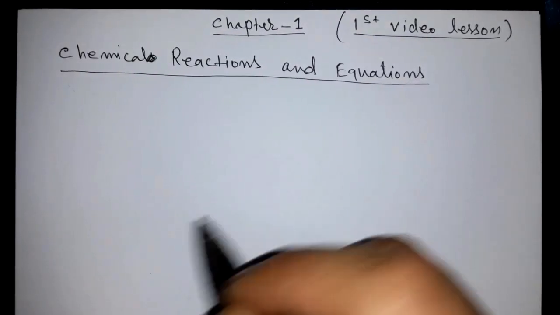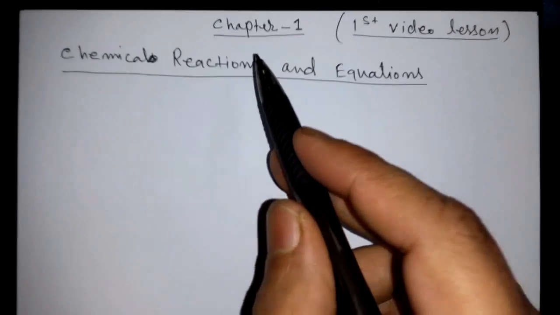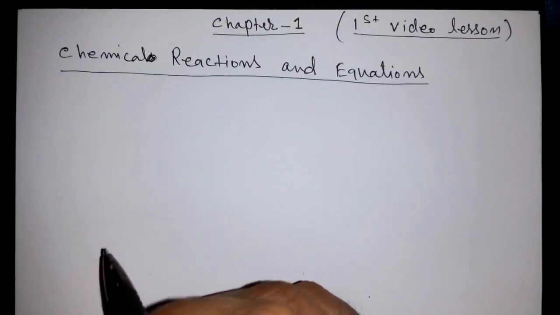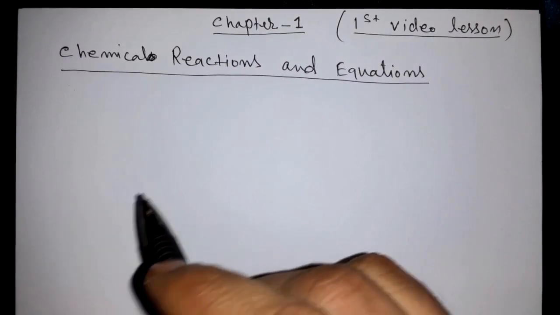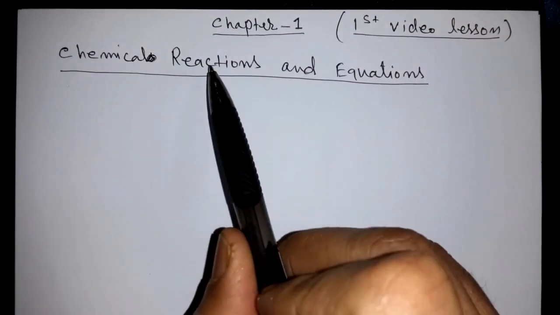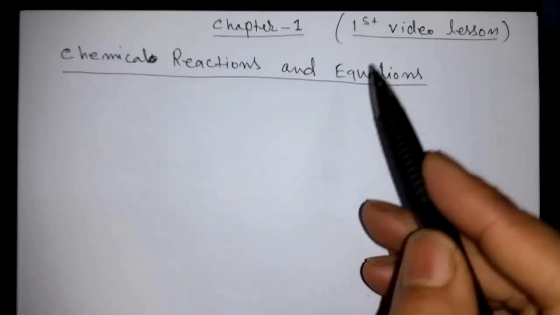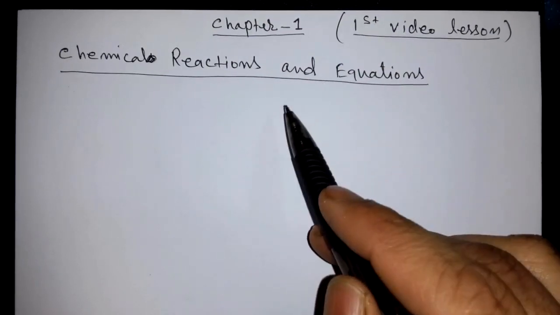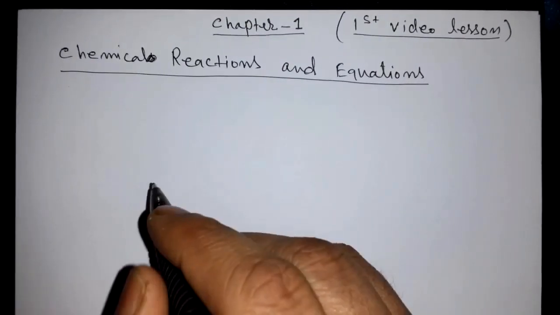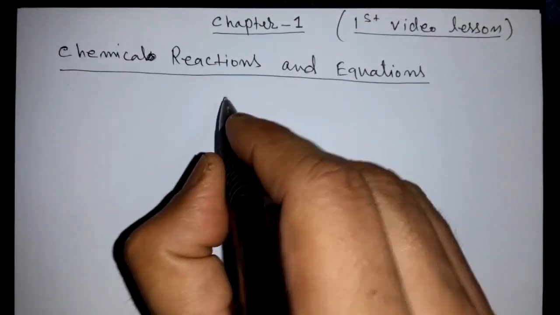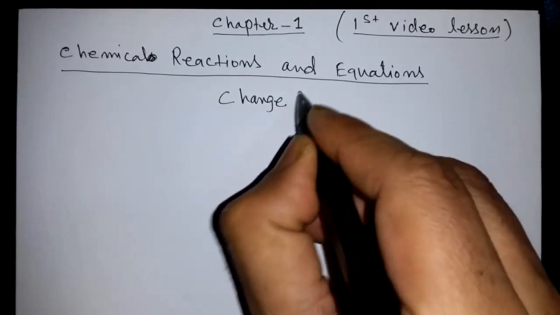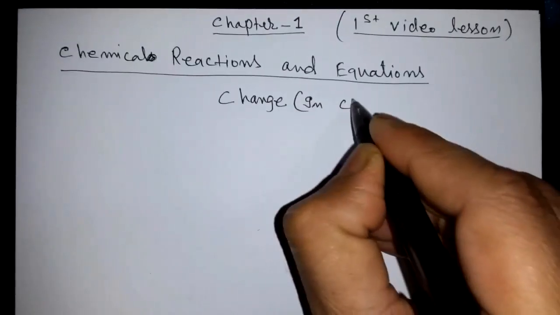Okay, this is the first video lesson from chapter 1, that is chemical reaction and equation. Now, before we discuss anything, we have to find the meaning of chemical reaction and then the meaning of equation. Okay, we'll try to find the meaning of chemical reaction and equation indirectly. So let us discuss change. Change in chemistry we are talking.